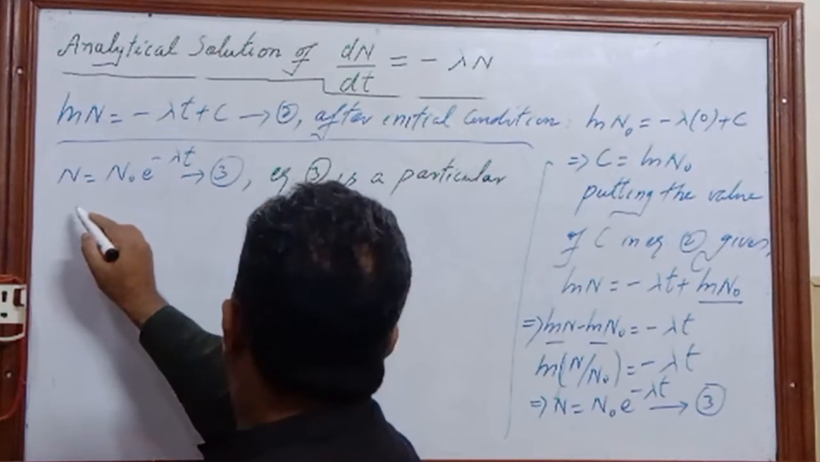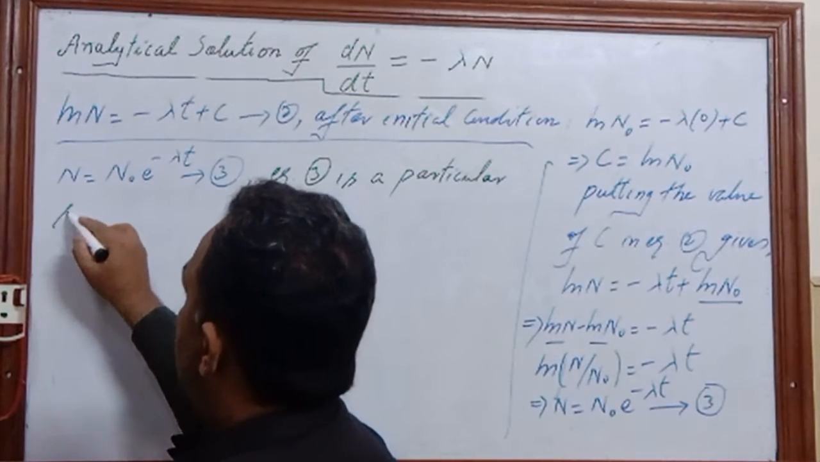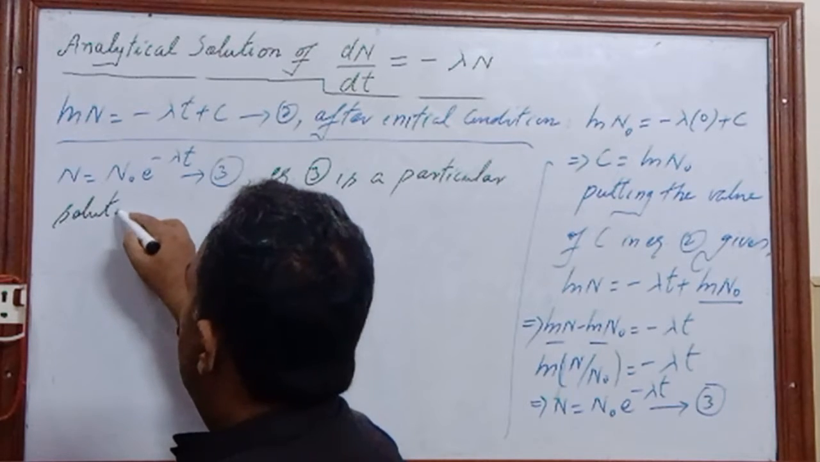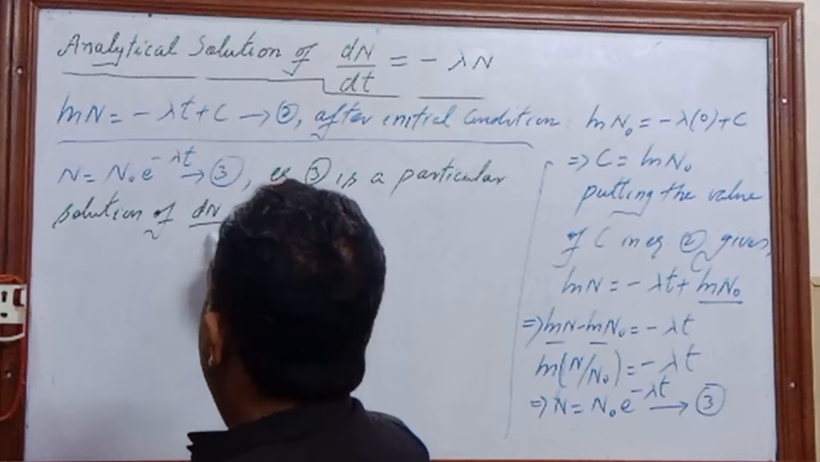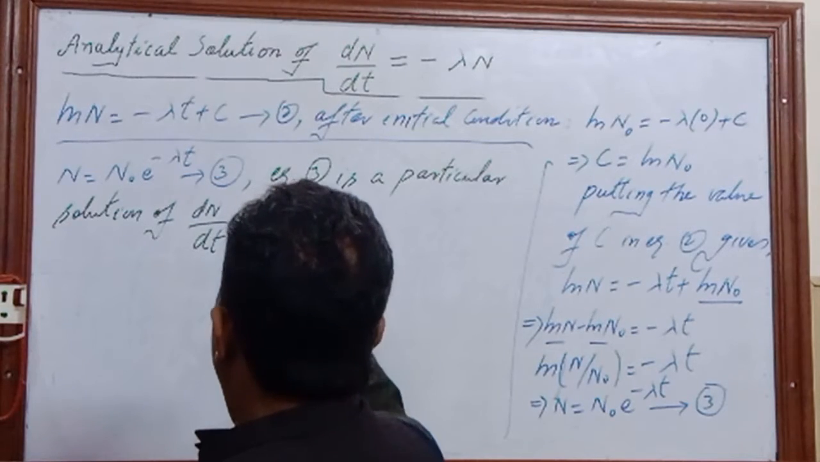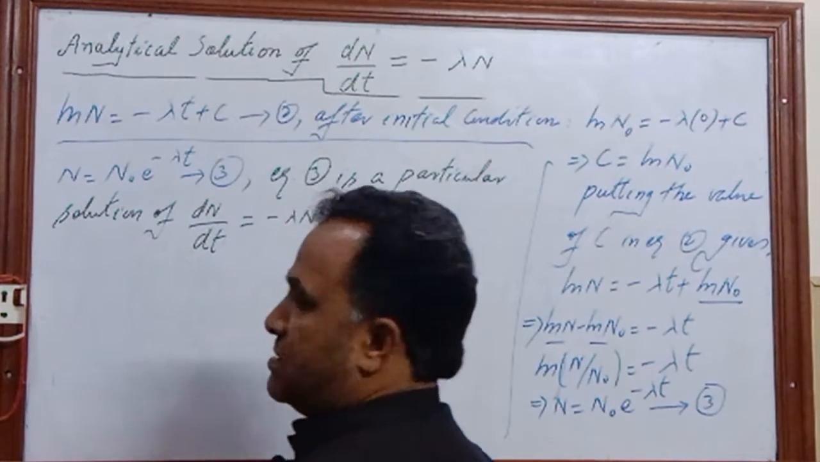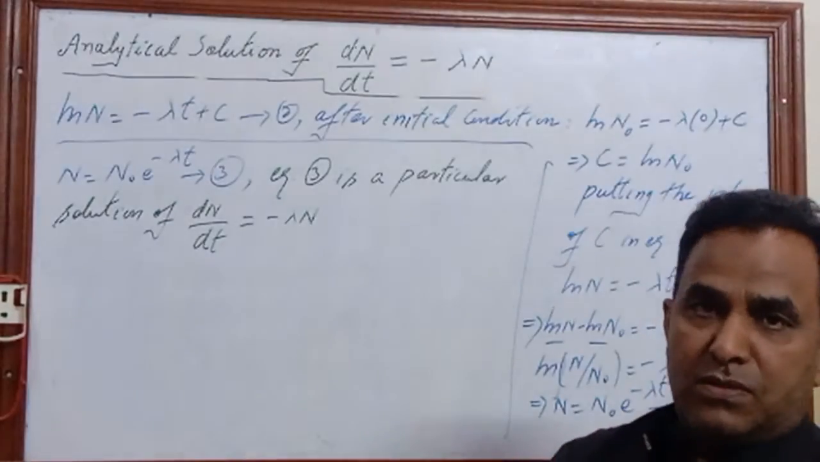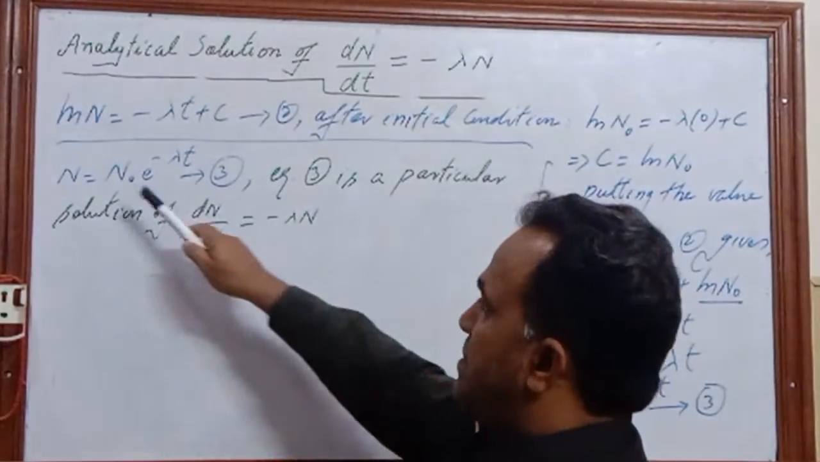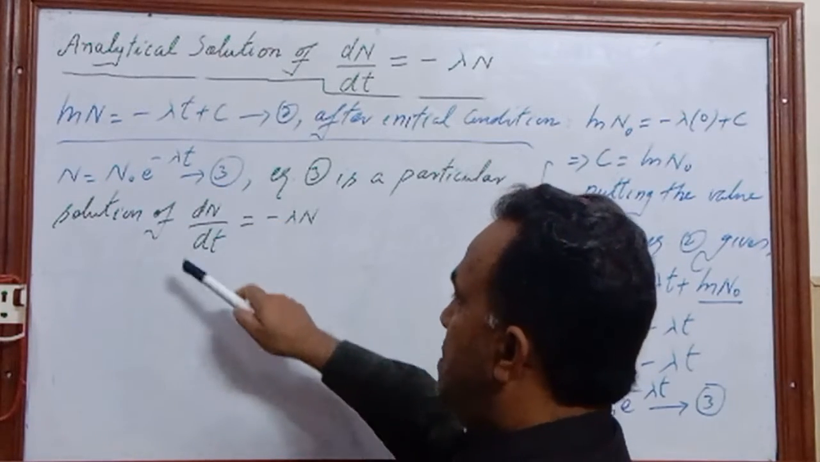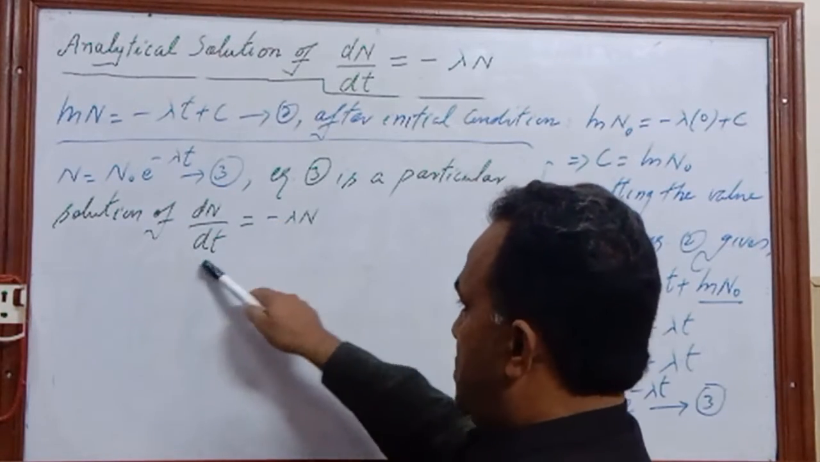You can say the solution of dN/dt equals minus lambda N. That is the differential form of the law of radioactive decay process. So this is the particular solution of this differential equation.